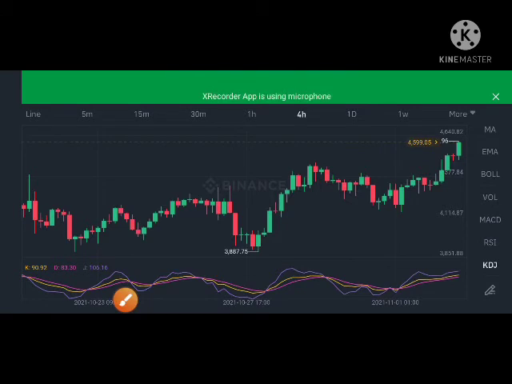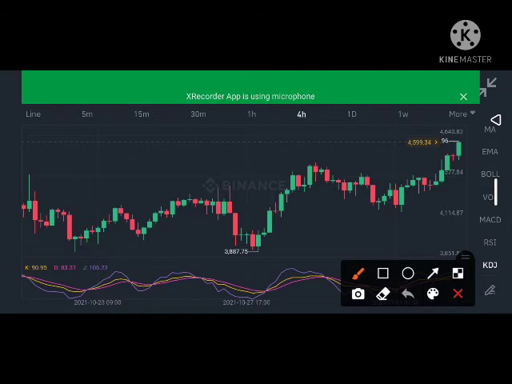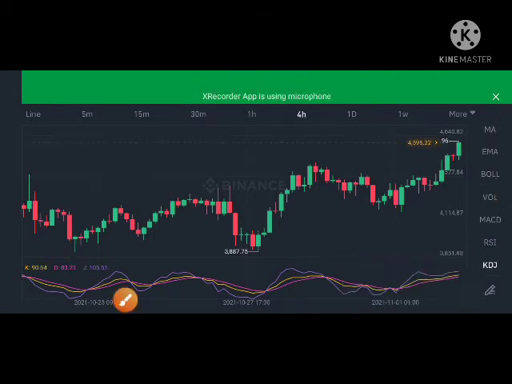My KDJ indicator is made up of three lines: the K line, the D line, and the J line. The K line is the yellow line, the D line is the pink line, and the J line is the purple line. So these are the lines associated with the KDJ.